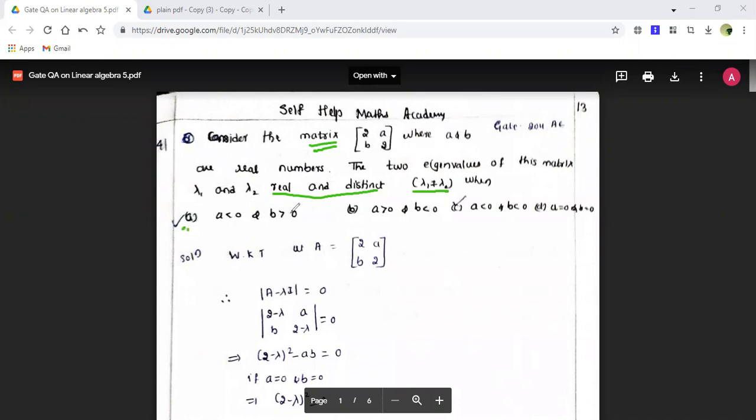Option A: a is less than 0 and b is greater than 0. Option B: a is greater than 0 and b is less than 0. And C is given and D is given. So let's find what is the correct condition for this. First we will understand the question.